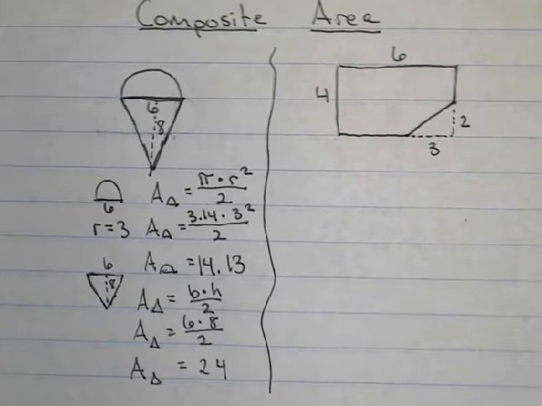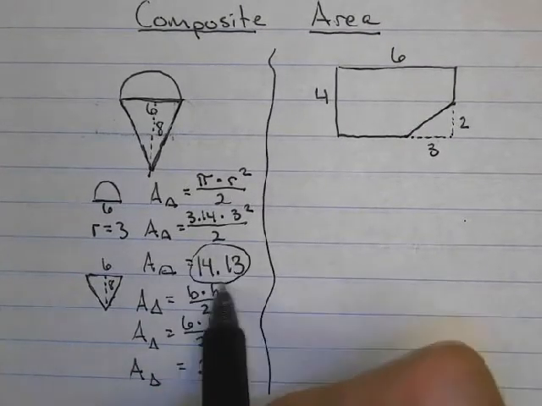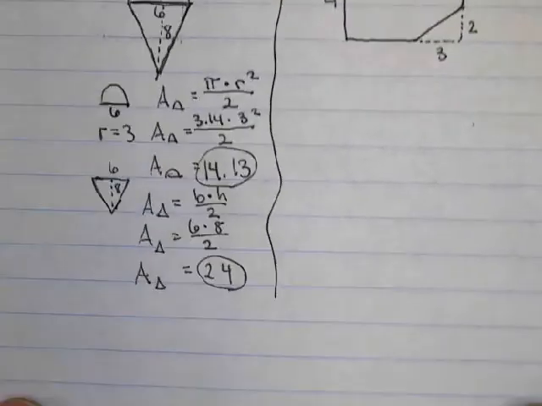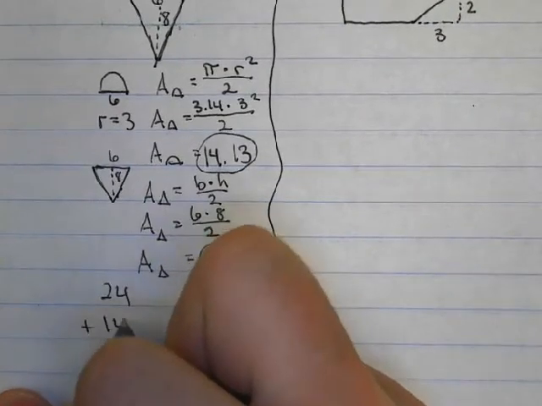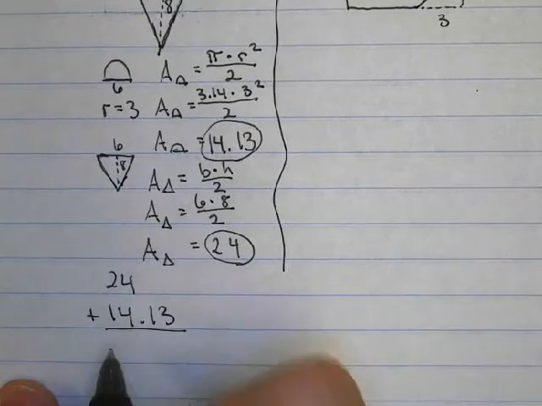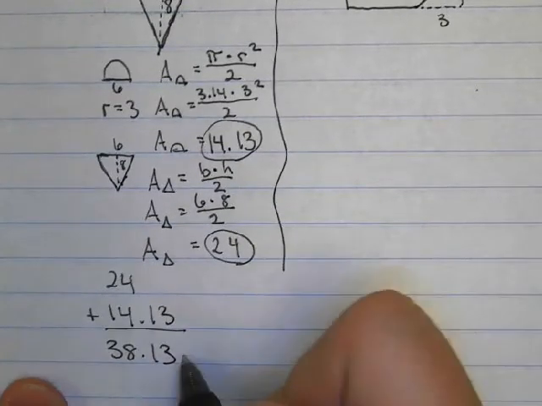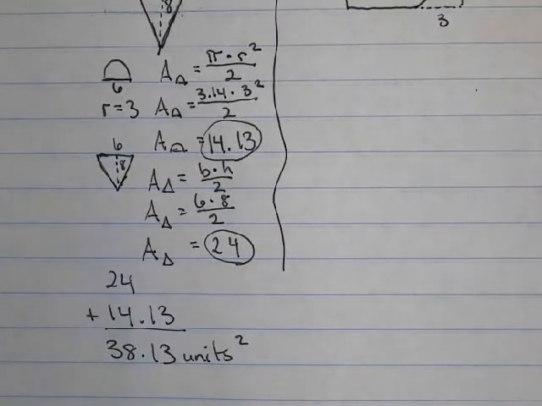So if I want to find the composite area, I want to find the total area. So I have my 14.13 and my 24, and I add those together. 24 plus 14.13, and we get 38.13 units squared. So we found the area of each individual shape and then added them together.